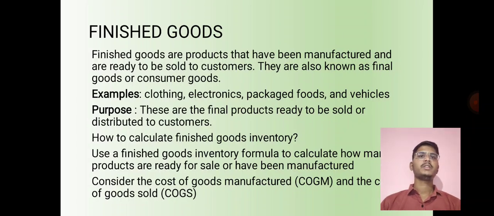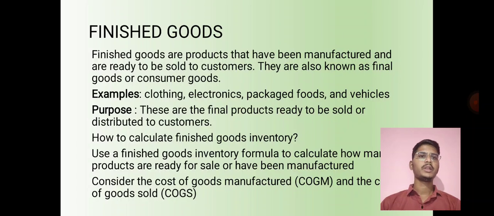The third one is finished goods. Finished goods are the products that have been manufactured and are ready to be sold to customers. They are also known as final goods or consumer goods. Examples are clothing, electronics, packaged foods, and vehicles. The purpose of finished goods: these are the final products ready to be sold or distributed to customers.